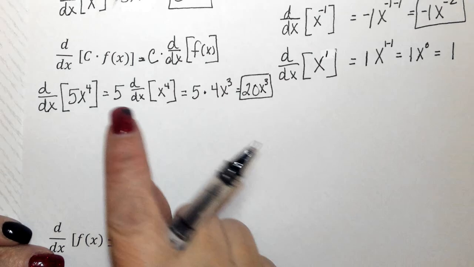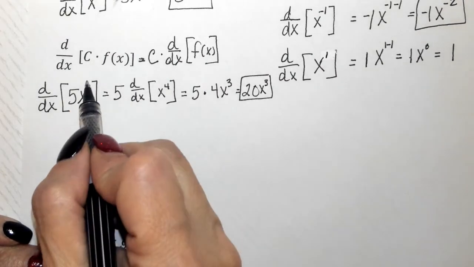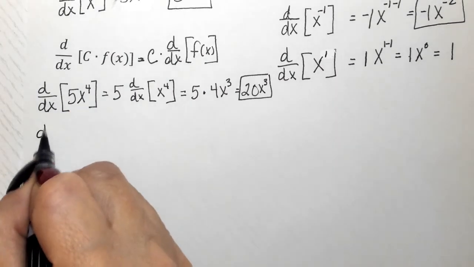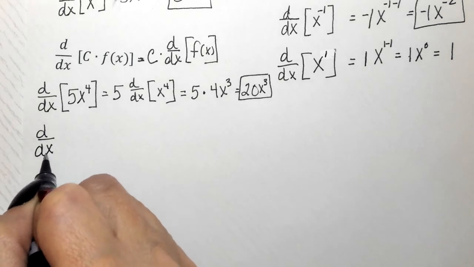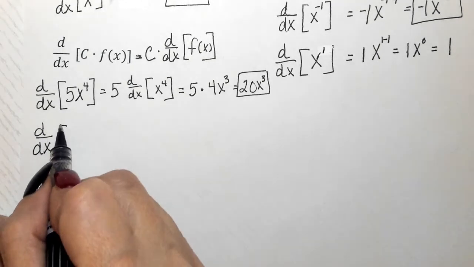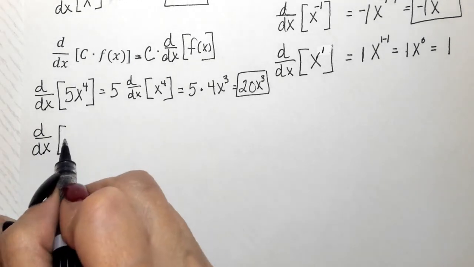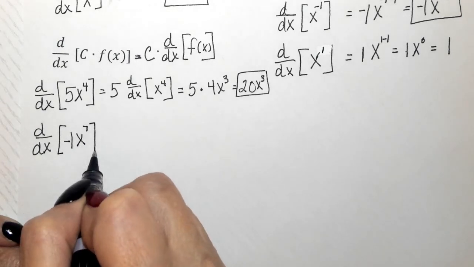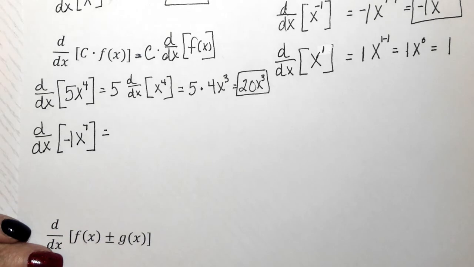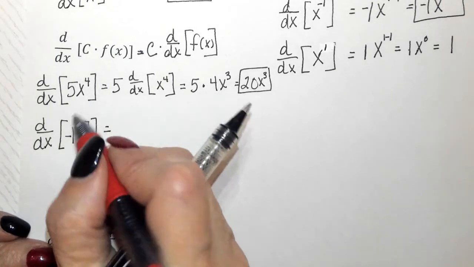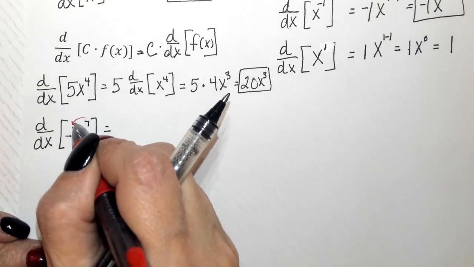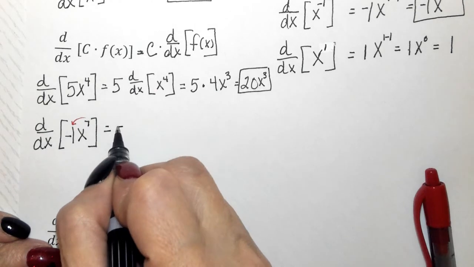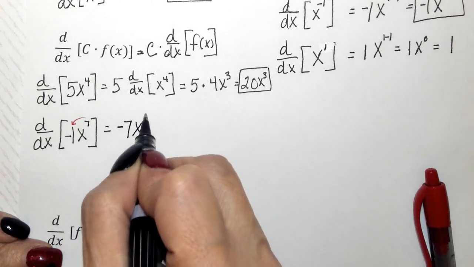Okay. Do you get the idea that you really could just have said 5 times 4? So let's try that again. Let's try negative 1x to the 7th power. And on this one, let's try it a little shorter. I could just say 7 times negative 1. That would be negative 7x to the 6th power.